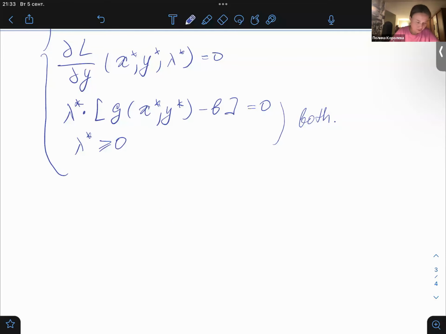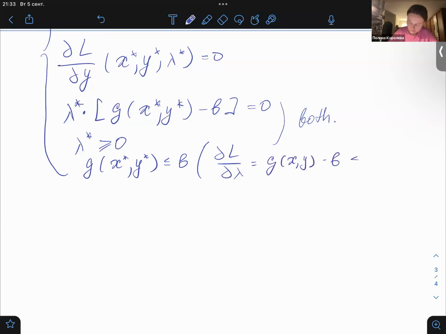Also, we should write down here that we have this boundary condition. It is the same as to write down that the partial derivative by the Lagrange multiplier is less or equal than 0.